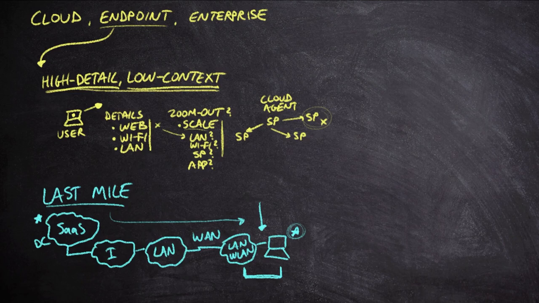So again, high detail, low context, as well as last mile evaluation and data collection, these are the properties of the endpoint agent. Now, just like with all of the other agents in the Thousand Eyes environment, the endpoint agent is intended to be proactive.